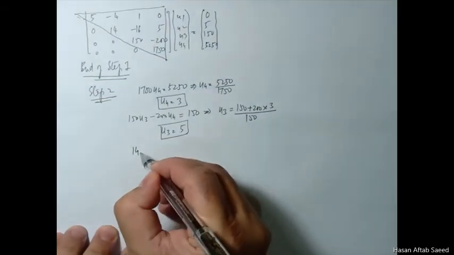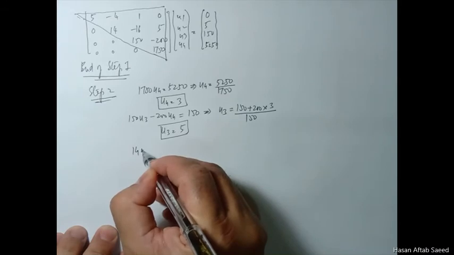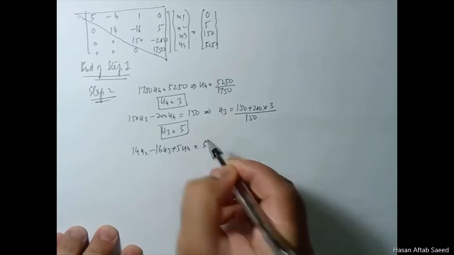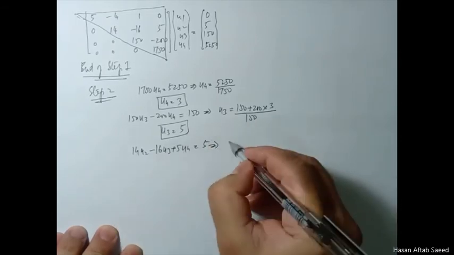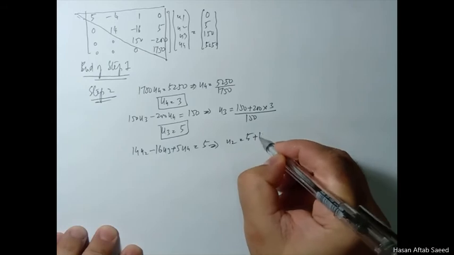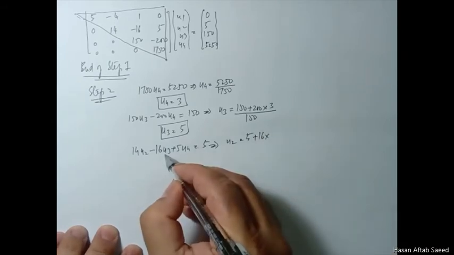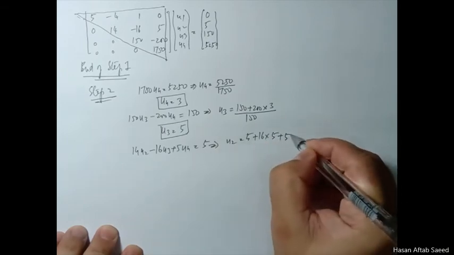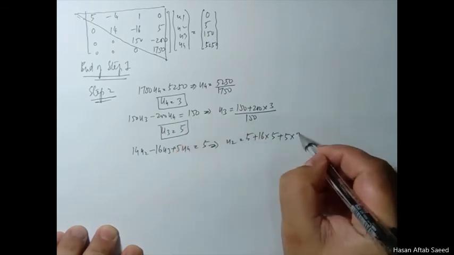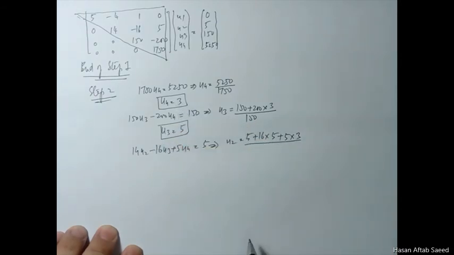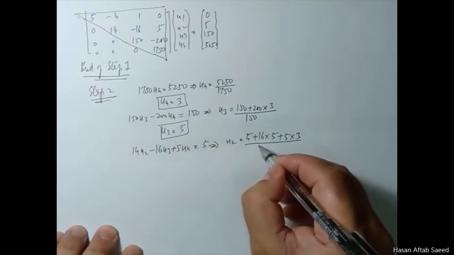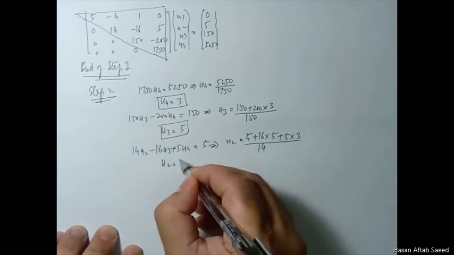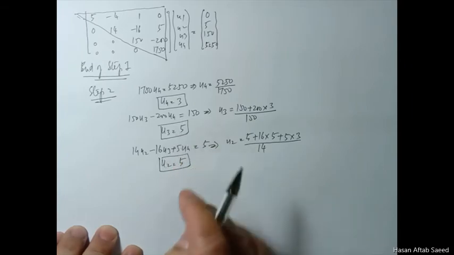Now we go one step further upwards. Now you have 3 products, 14 into u2 minus 16 into u3 plus 5 into u4 is equal to 5, which implies u2 is what we need to calculate. 5 plus 16 into u3, and u3 we just calculated was 5, plus 5 into u4, which we also know, divided by 14, which is 5. Again 5, these two are 5.